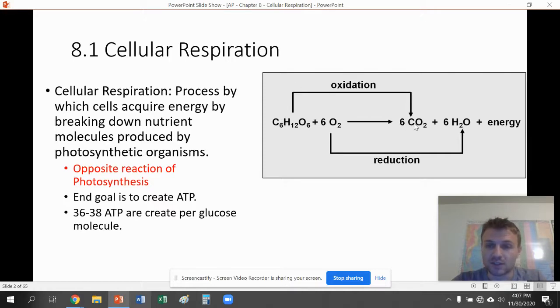Remember, oxidation is losing, so you can see this glucose is being oxidized because it's losing these hydrogens. The hydrogens don't technically go away. They're going to be formed in water, but they do get lost from this carbon molecule of glucose. And then you can see the oxygen here is being reduced.